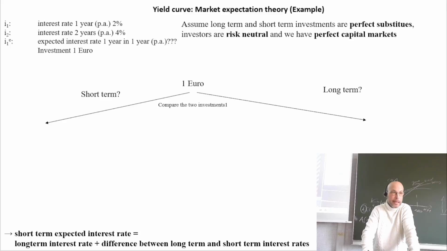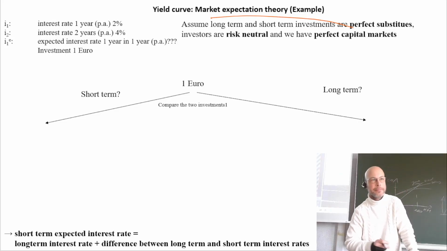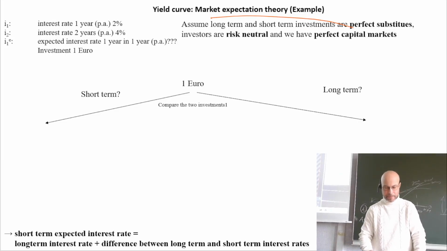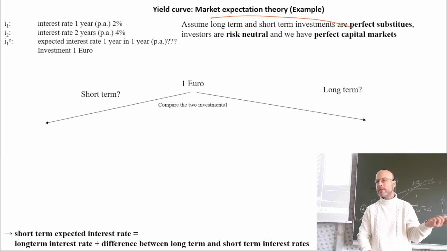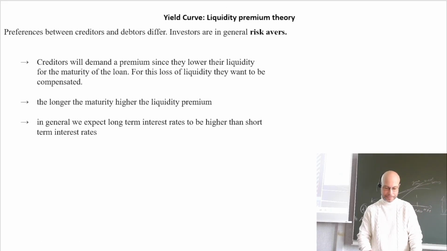And yield curve, you know, this is maybe a specific topic. I rely very much on it, especially on the expectation theory. So what is the yield curve and how do we explain that interest rates for investments with different maturities fall apart?